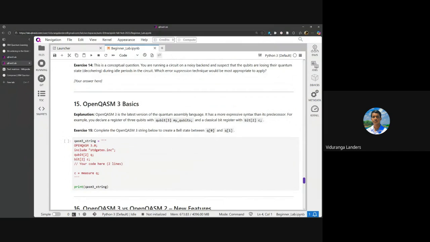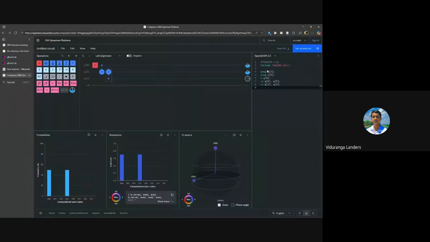compile their languages to. So Qiskit is transpilable to OpenQASM, and OpenQASM strings can be converted back to Qiskit. So OpenQASM is pretty straightforward. So this is OpenQASM 2.0.